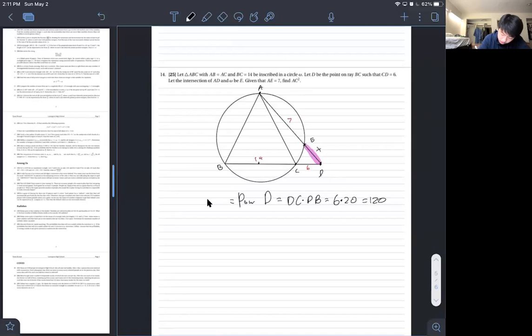If we let DE equal X, the power of D along this line is DE times DA. And X equals 8 will be our solution. It's very guessable, because I just checked a couple of pairs of prime factors of 120, and 8 and 15 differ by 7. So we now know that this has side length 8. And look at that, we also now have AD, which is quite nice.